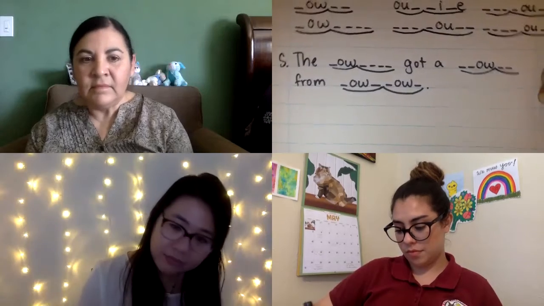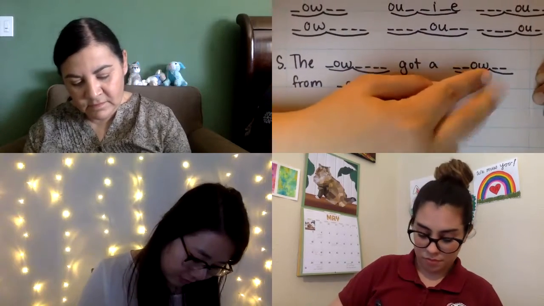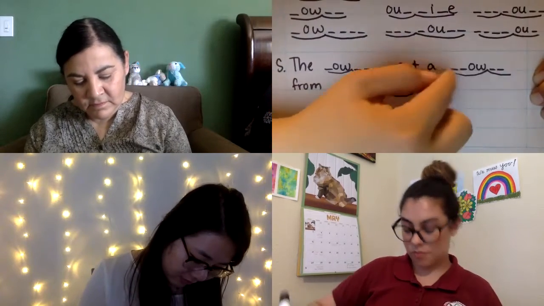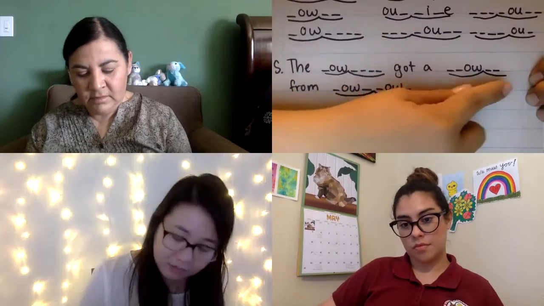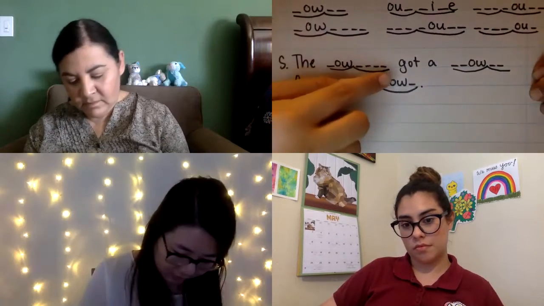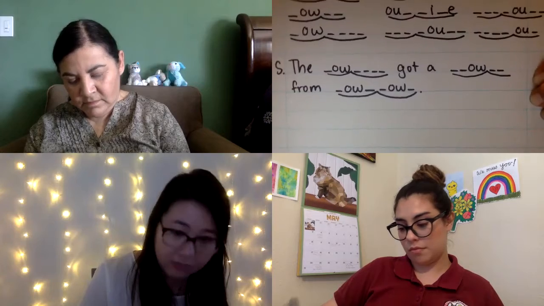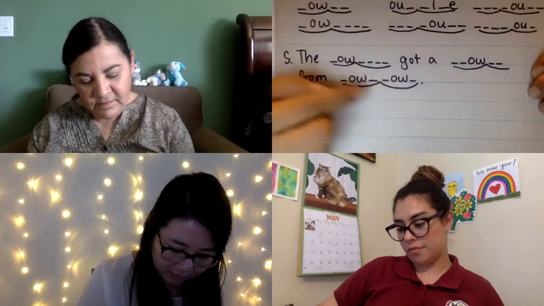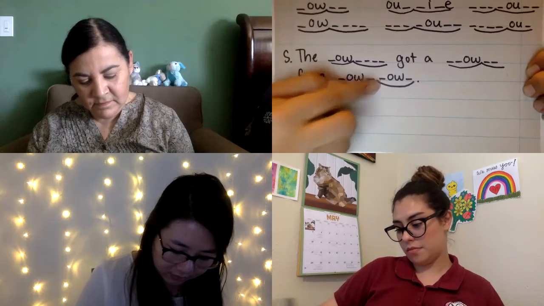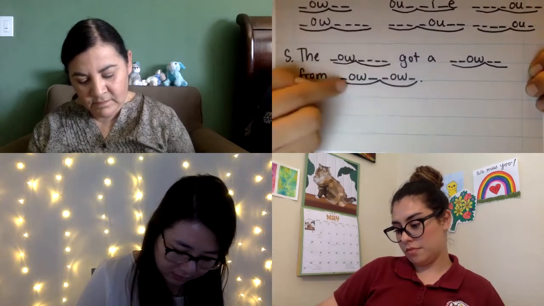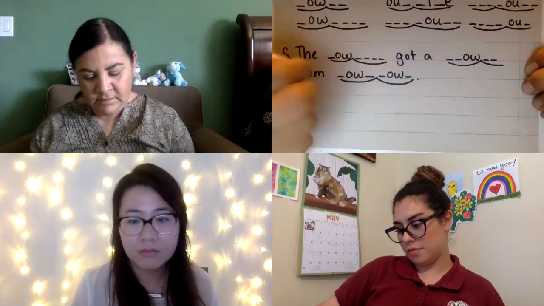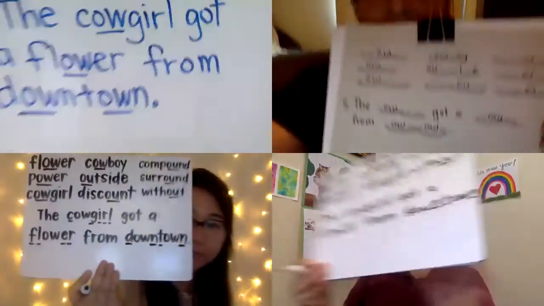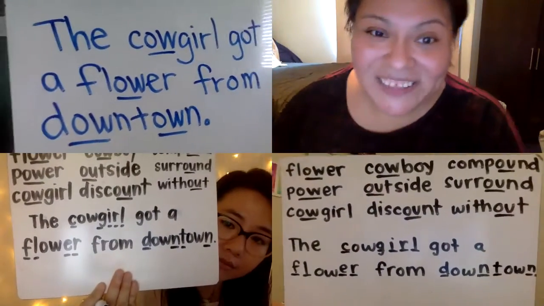flower, oh, ow, flower. The cowgirl got a flower from, compound word, downtown. Down. Downtown. Go ahead, teachers. Excellent job, you guys. Yay! Double pat yourselves on the back. Job well done. Boys and girls, thank you for trying.